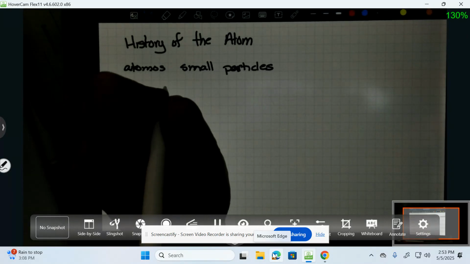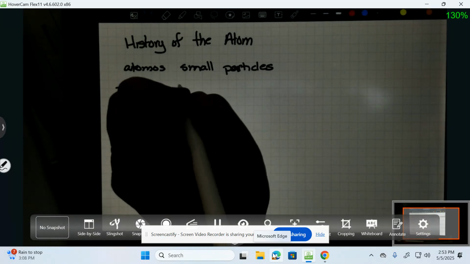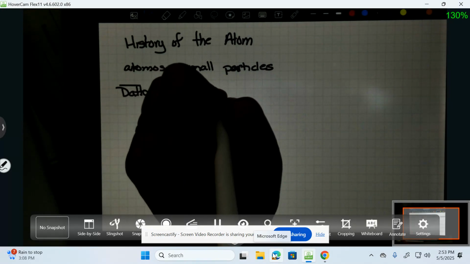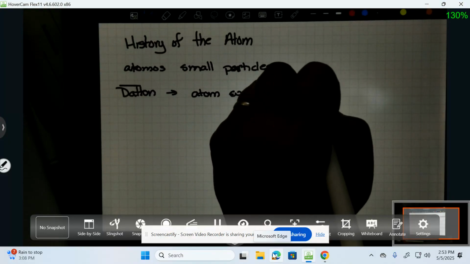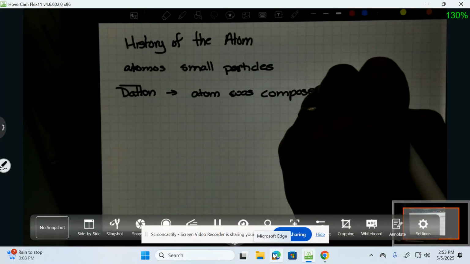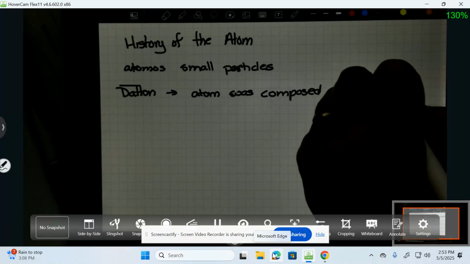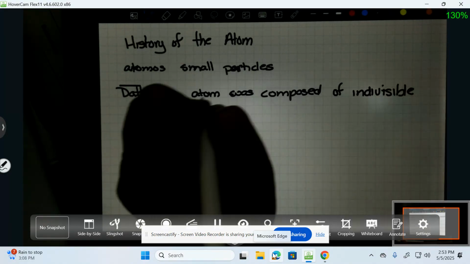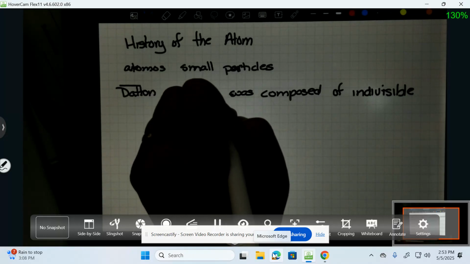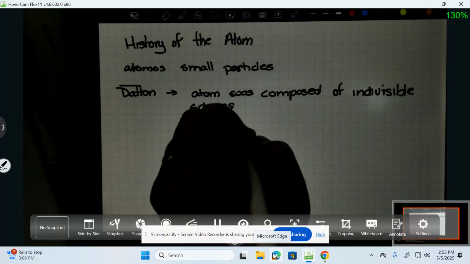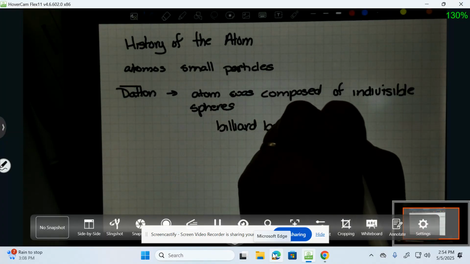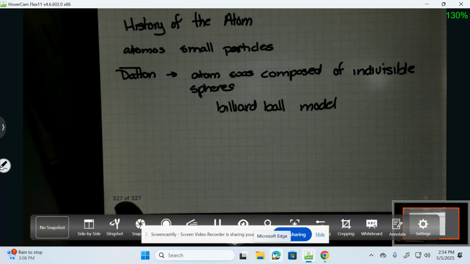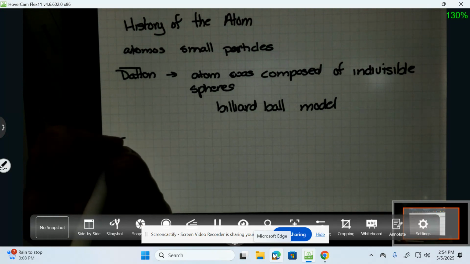John Dalton said that the atom was composed of indivisible spheres. And we call this the billiard ball model. Okay, I'll draw a timeline when we get done with it.